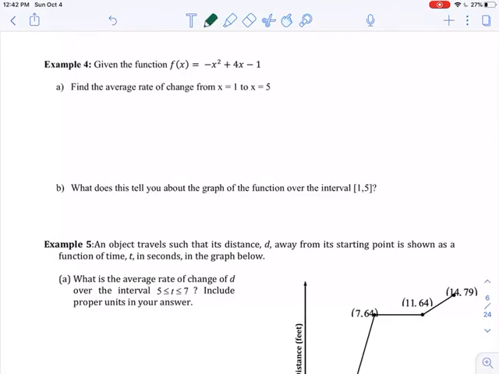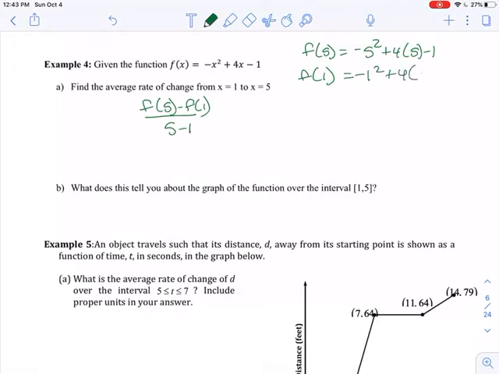Given the function f of x equals -x squared plus 4x minus 1, find the average rate of change from x equals 1 to x equals 5. So you have a choice on this. You can use your calculator to find these rates, but I'm basically going to do f of 5 minus f of 1 over 5 minus 1. So your choice is you can find f of 5 algebraically by plugging in 5 for x. Okay, that's one way to do it. And then finding f of 1 algebraically by plugging in 1 for x.